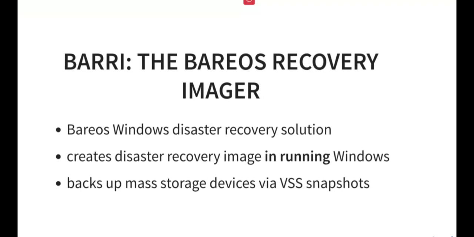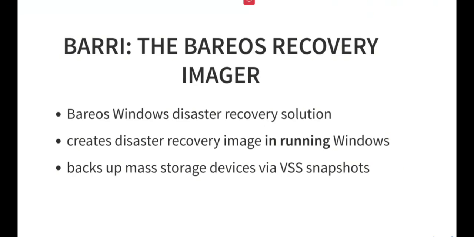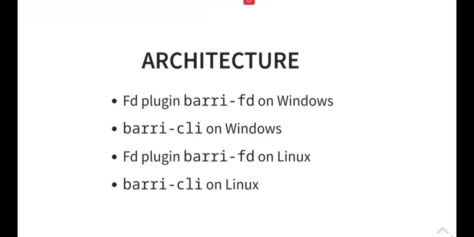Okay, then the next thing I want to talk about is Barri, the Bareos recovery imager, which is our new Windows disaster recovery solution. So how does it work? It is implemented as a file daemon plugin, and it can create a disaster recovery image like a normal backup job. It backs up all mass storage devices on a Windows machine via VSS snapshot, and then backs up only the used blocks of the disk.